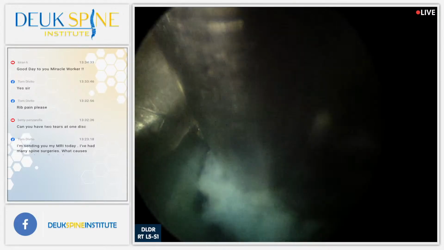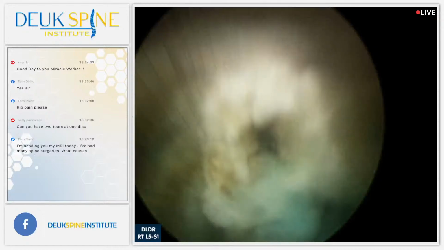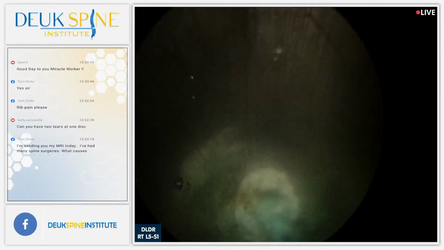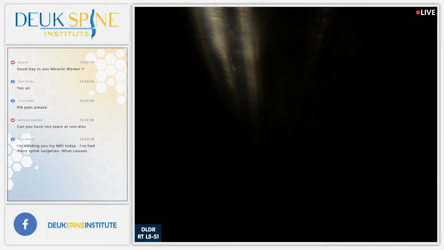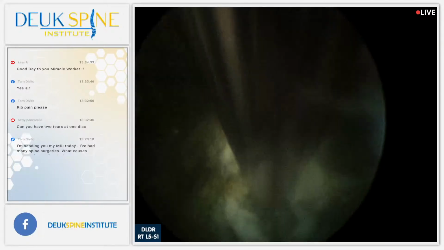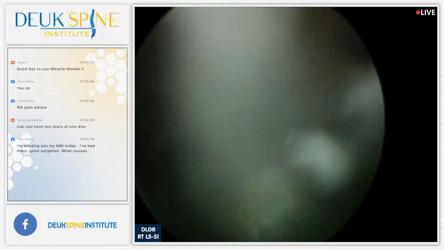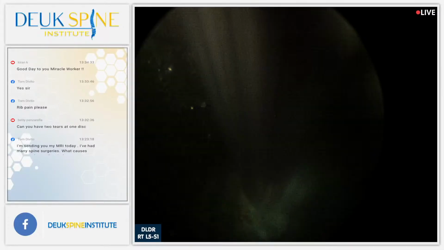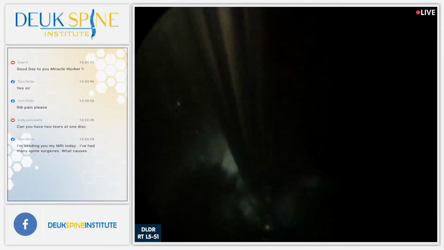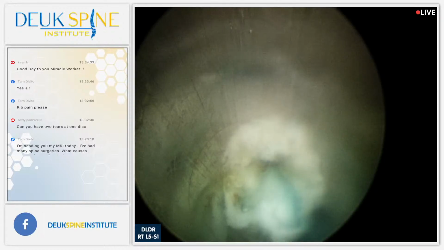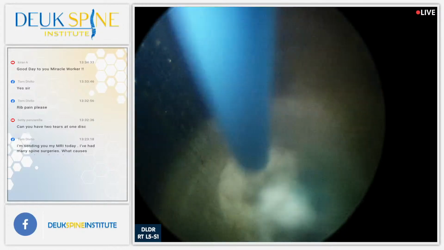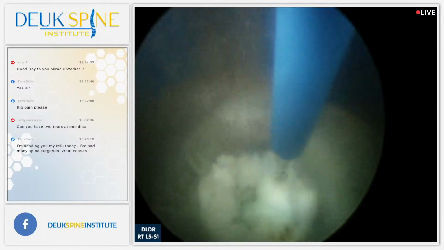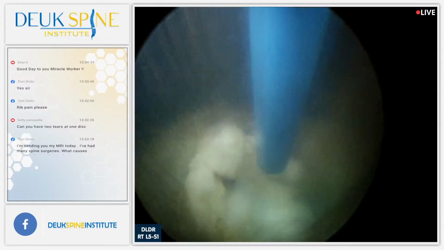You see the blue color? That's the dye we use, the Deuk spine dye. And that dye will stain to only degenerated nucleus pulposus. So it has to be herniation. There's nothing else it stains to. It won't stain to the bone down here. It won't stain to the blood vessels. It won't stain to the annulus. It won't stain to scar tissue. All of those things stay white or pink, but the only thing that turns blue is the herniation. It's called degenerated nucleus pulposus. So when you see it, you know you're in the right place.